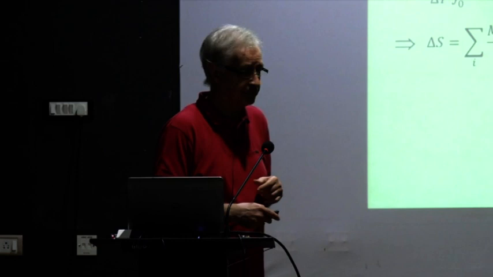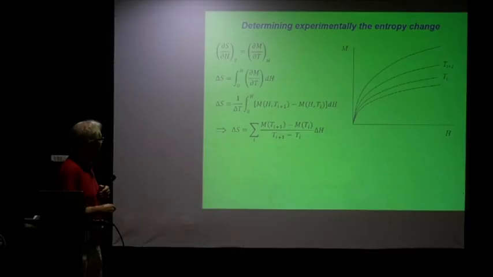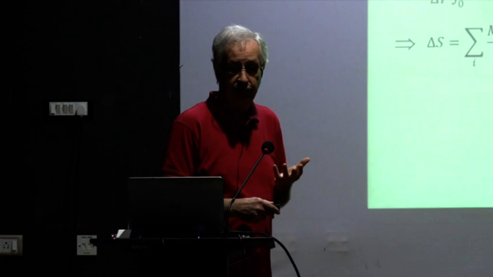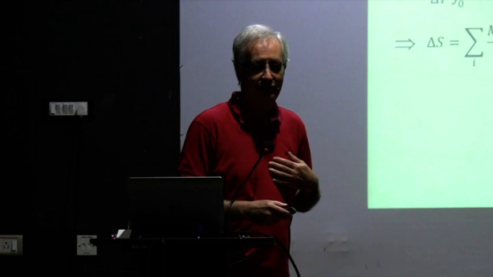You may have in your courses already derived such relationships, as far as I know. So from here, then, if we want to calculate an entropy change, we can integrate this, and yes, we get the entropy change. But we have data, okay? How do we integrate data? We're not going to be able to integrate data, so we have to change that into summations.